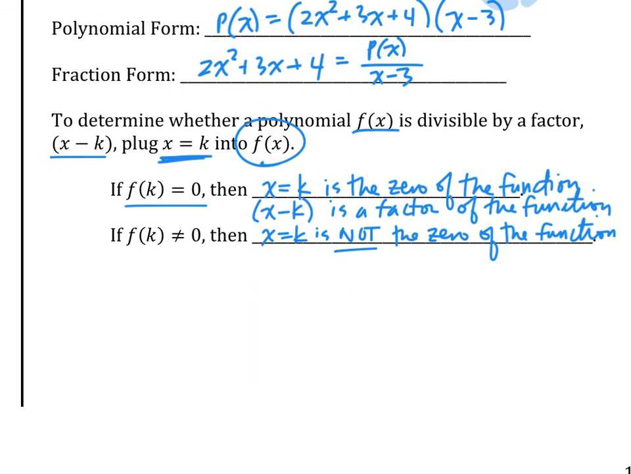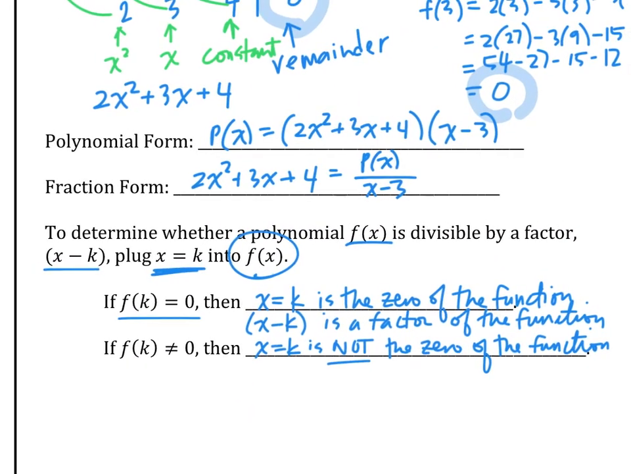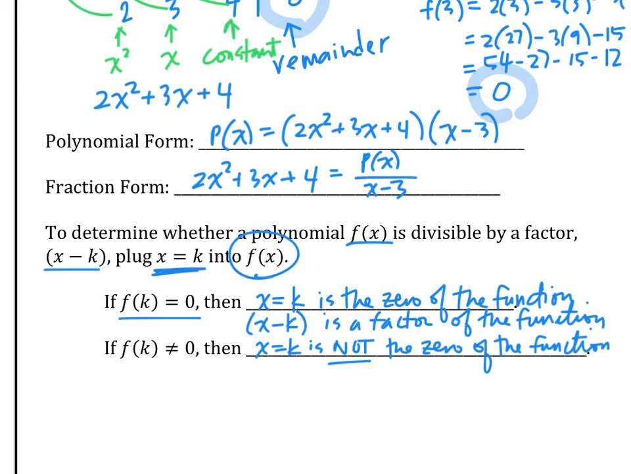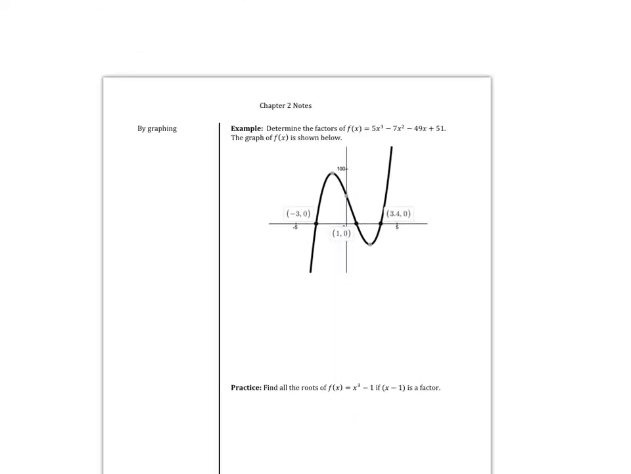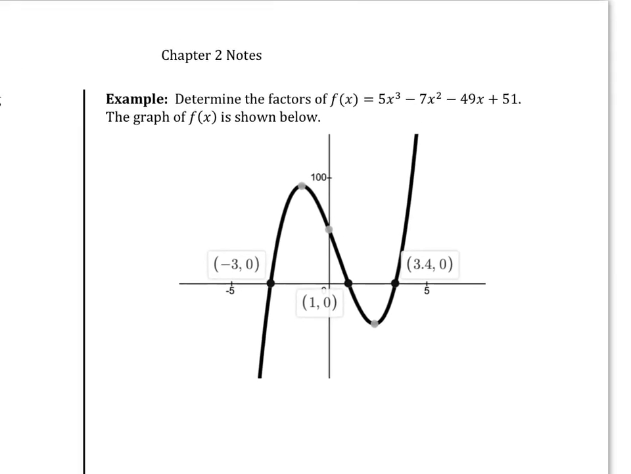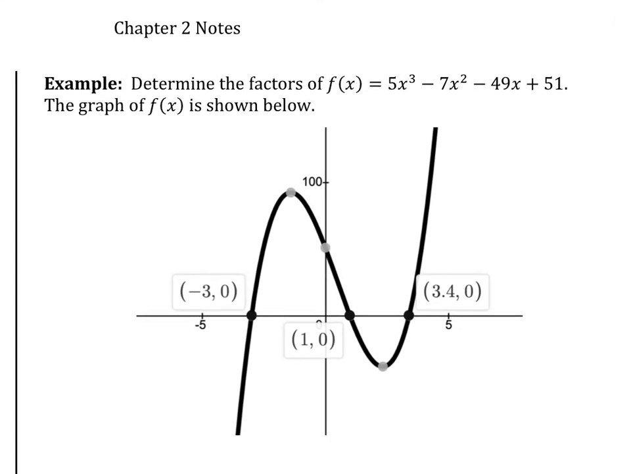Okay? All right, let's see how we can use this to help us figure out how to factor or find the zeros of the function. So let's say, for example, we have this function here. Determine the factors of this function. So which ones are the factors? And then the graph is shown below. All right, so let's kind of analyze everything we know about this function before we start. First, this is cubed. That tells me we should have 3 zeros. It does show up as 3 zeros on the graph.